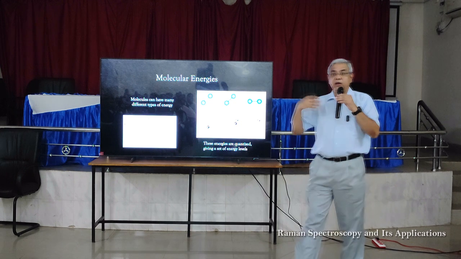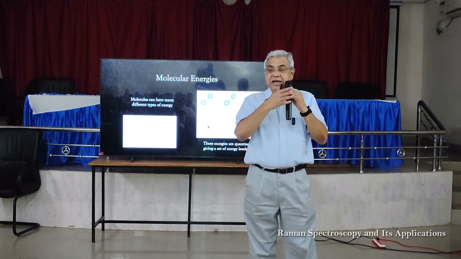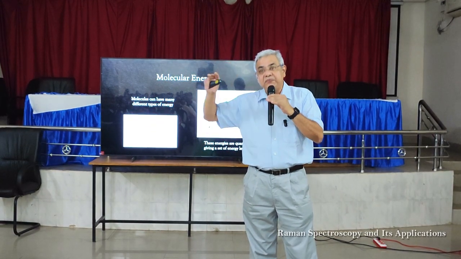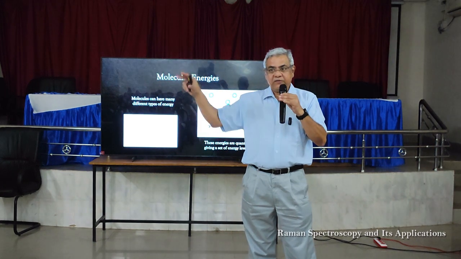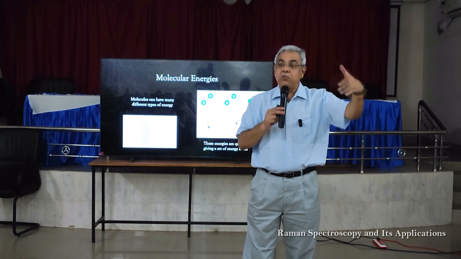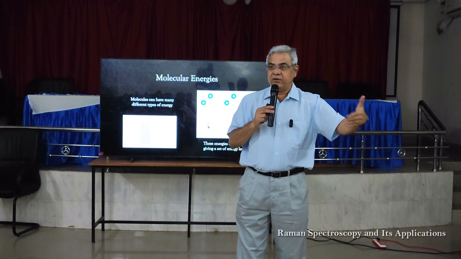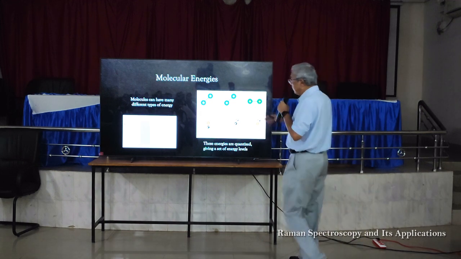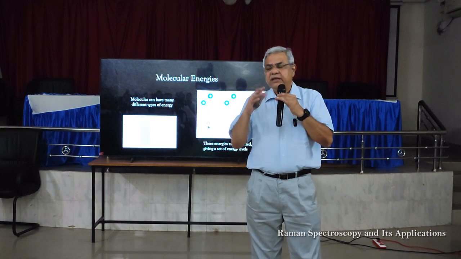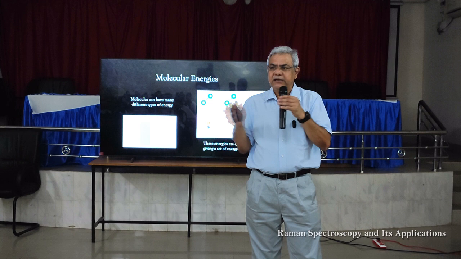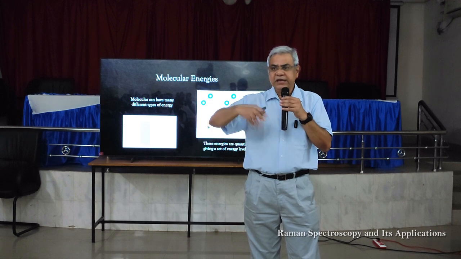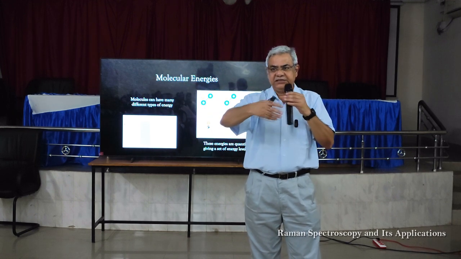So now we will talk about molecular energies. The entire electromagnetic radiation interacts with matter and affects the energy of the molecule. By measuring that energy of the molecule, we will know the property of the molecule. Okay? If you take any system, it will have potential energy and kinetic energy. KE plus PE is the total energy.